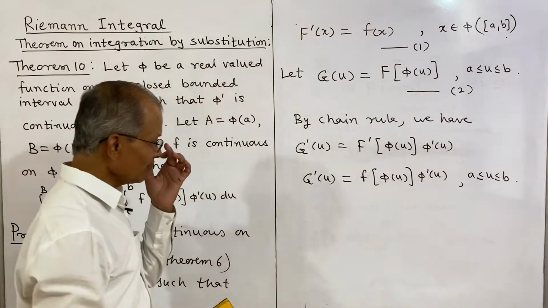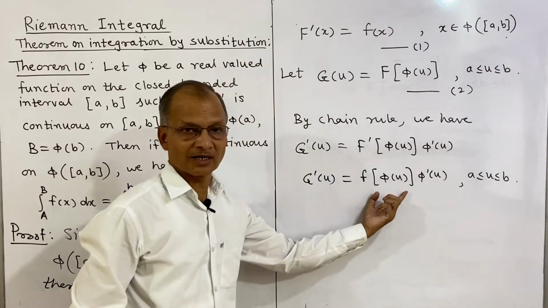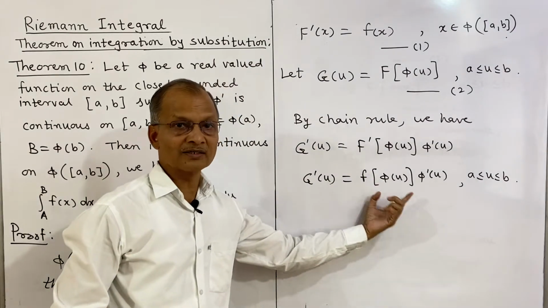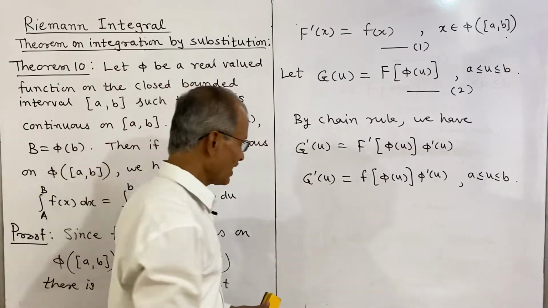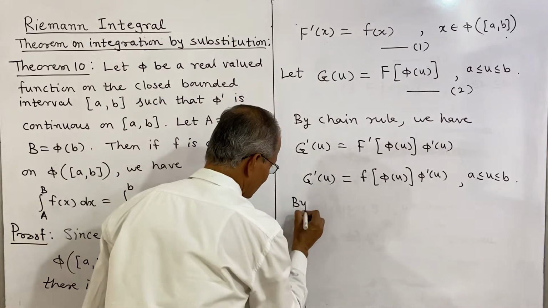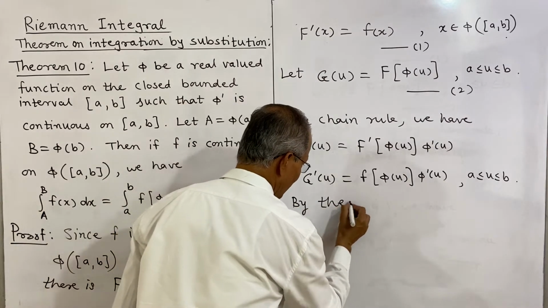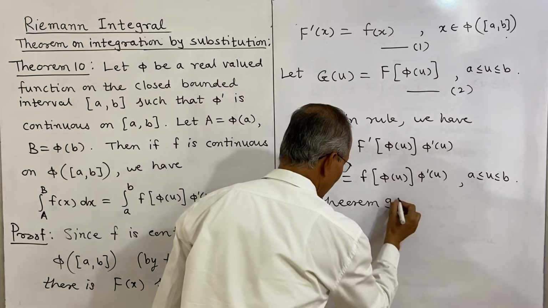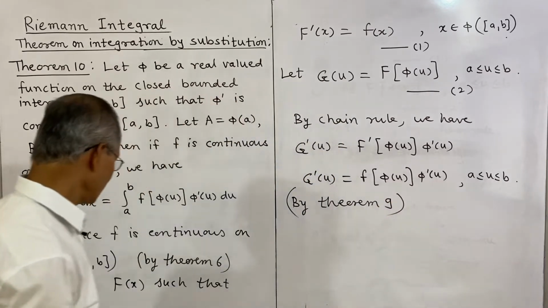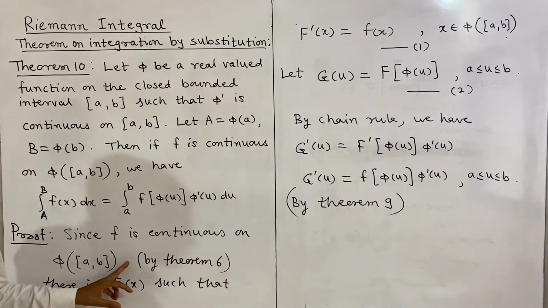That means if the derivative of g is equal to this right side, then the integral of the right side is equal to g of u only. So, by theorem 9, this is the second fundamental theorem of calculus. You may refer to these theorems, which we have proved earlier.